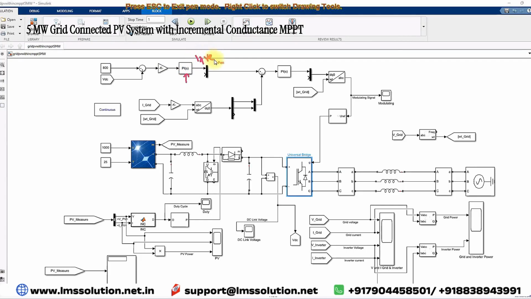Here we are going to control only real power. The other input, the IQ reference, will be left blank. Here we are considering 0, and that's why we are not connecting anything here.